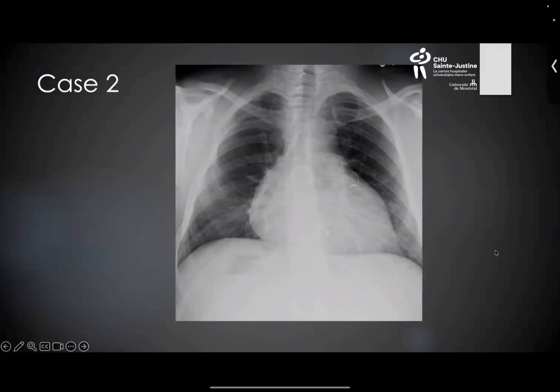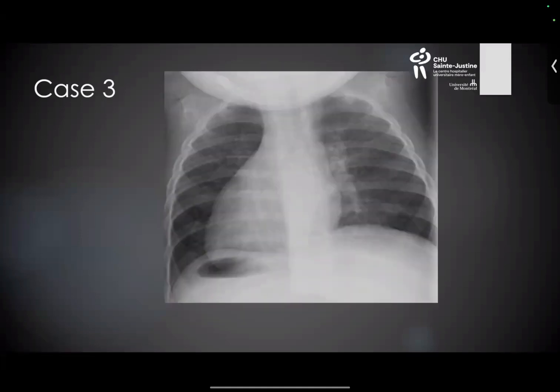And here we have another case of a kid that has already been operated. You see all those wires and the pulmonary replacement. So you see that the apex is on the left. You see that the aortic arch is on the left, but there's a right stomach bubble. Here we have another case.